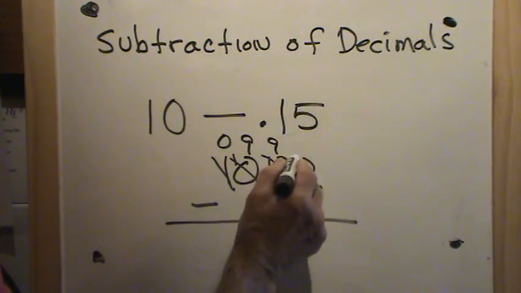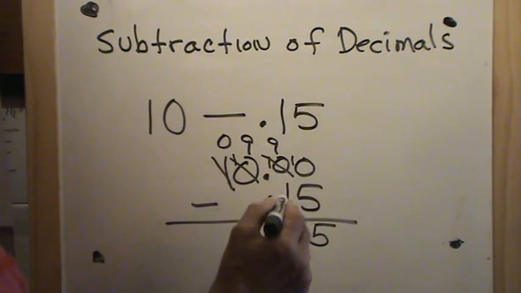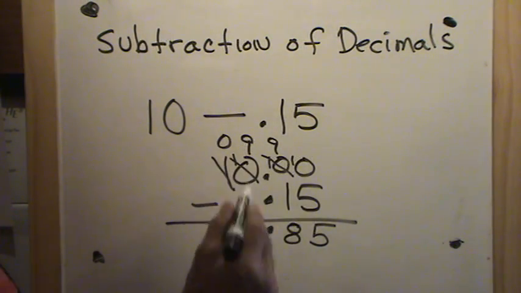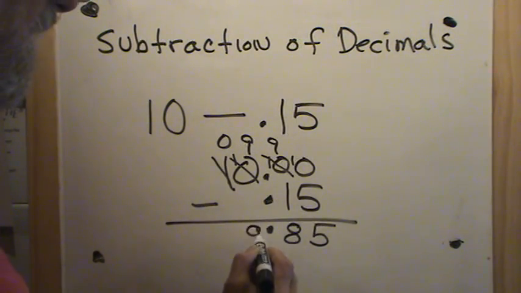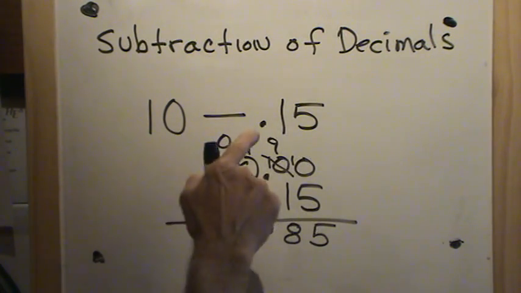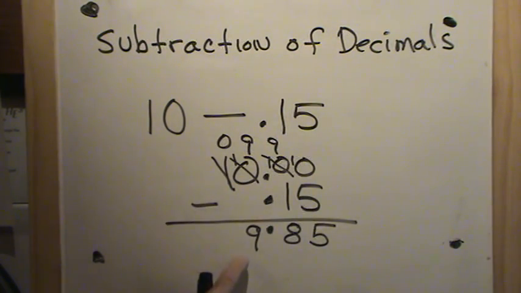All right, so now 10 take away 5 is 5. 9 take away 1 is 8. 9 take away 0 is 9. And this is 0, so there's nothing there. So, if we subtract 15 hundredths from the whole number 10, we get 9 and 85 hundredths.